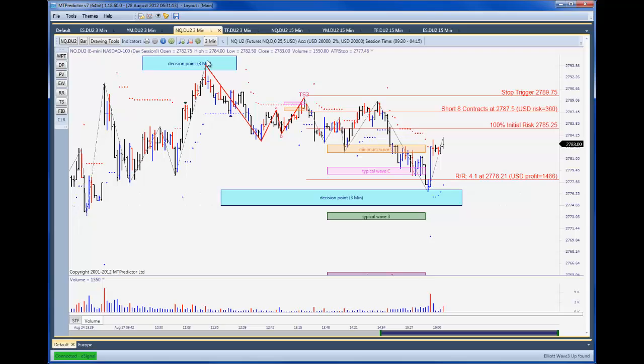So the tools in MTPredictor did a very good job of nailing turns in the market yesterday and helping to define the larger degree trend, and as such allowed MTPredictor users to uncover this great TS3 sell that resulted in a nice plus 4R profit. So a good day overall for MTPredictor on the US minis yesterday.